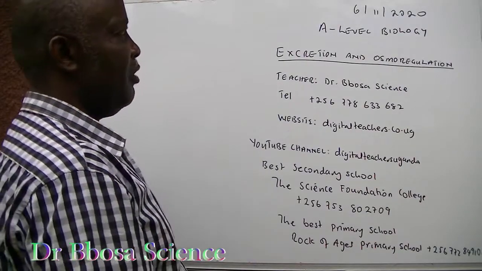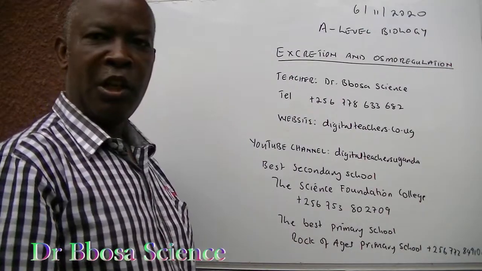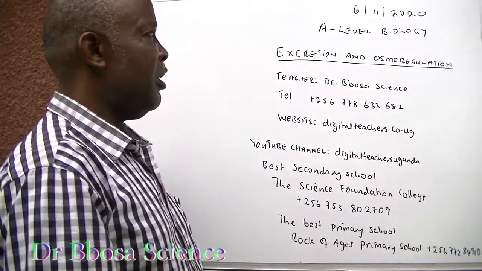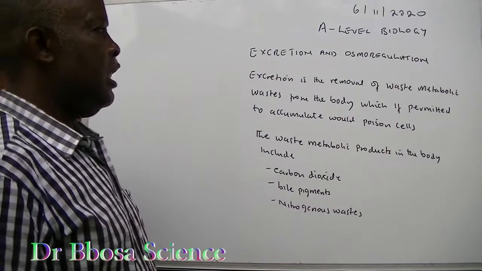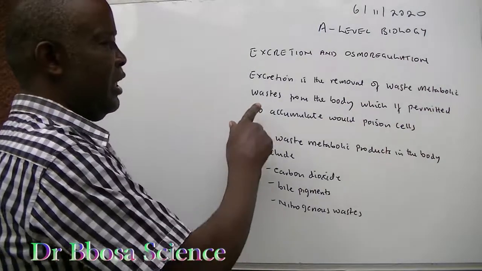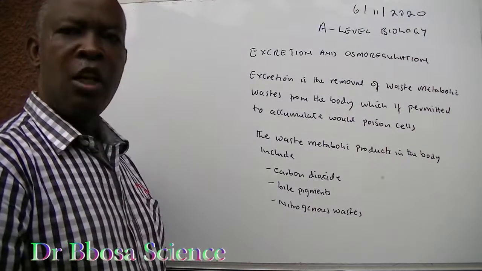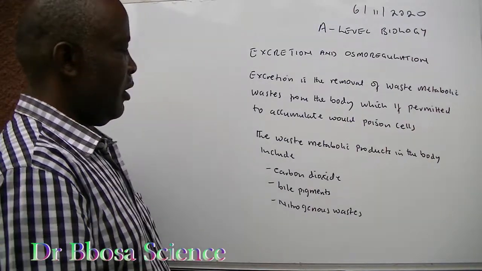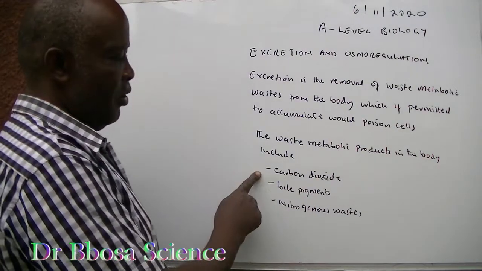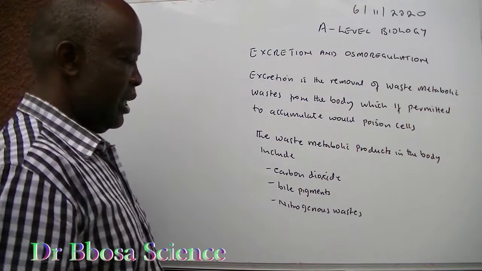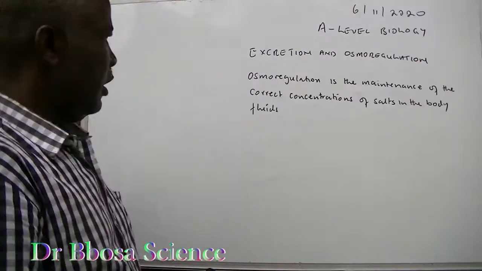6th November 2020, we are going to study excretion and osmoregulation at A level. Excretion is the removal of metabolic wastes from the body, which, if permitted to accumulate, would poison the cell. The waste metabolic products in the body include carbon dioxide, biopigment, and nitrogenous wastes.